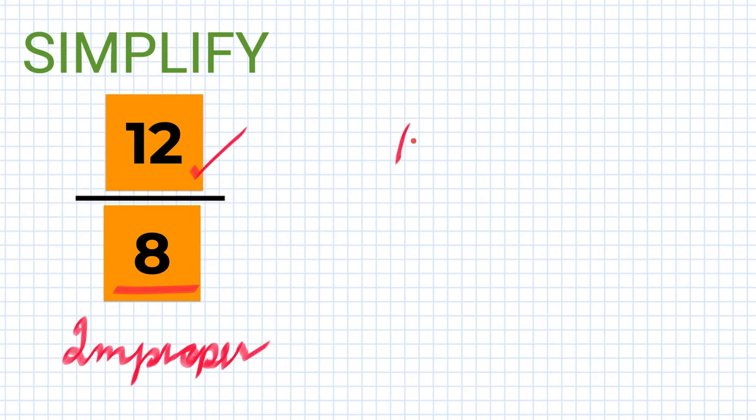And that would be 12 divided by 8. 12 divided by 8 will give you 1. 1 times 8 will give you 8. Then subtract: 12 minus 8 will give you 4.